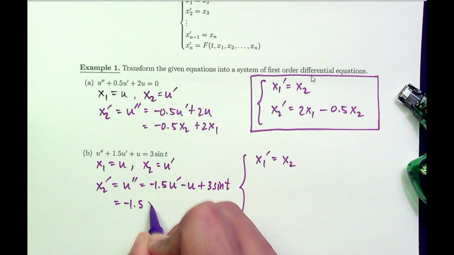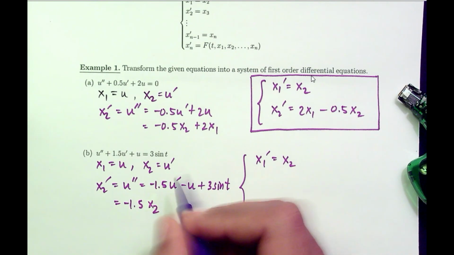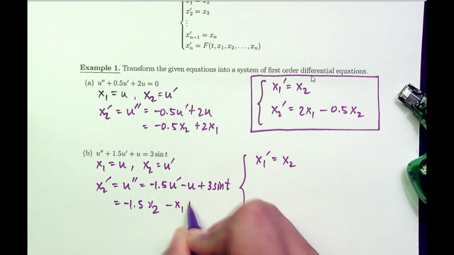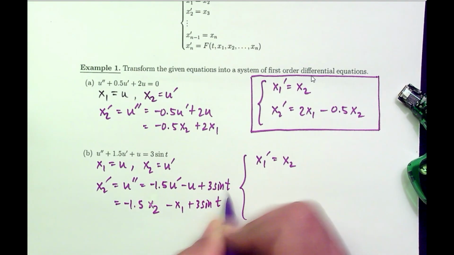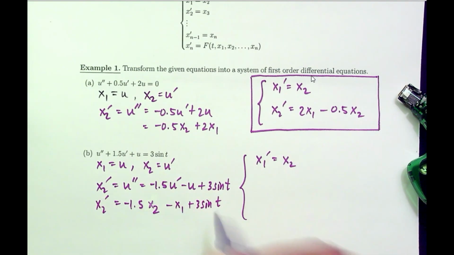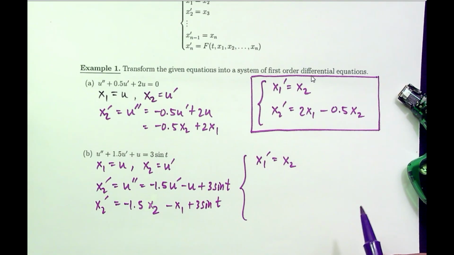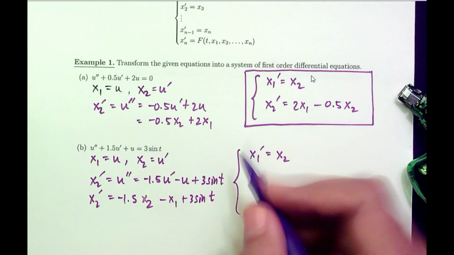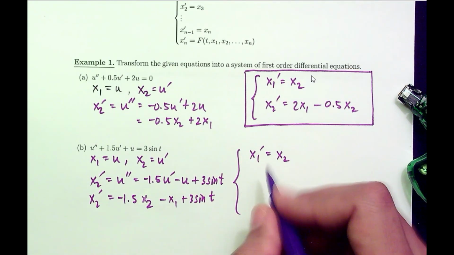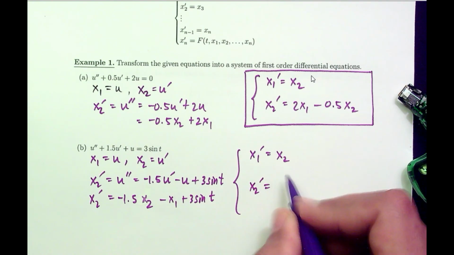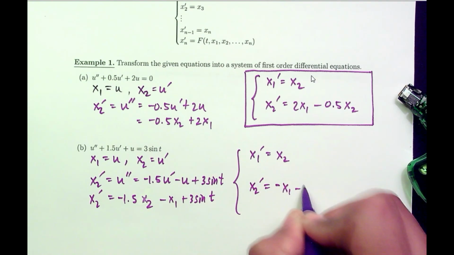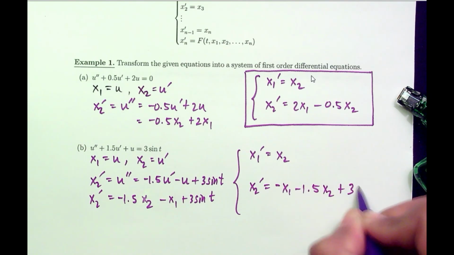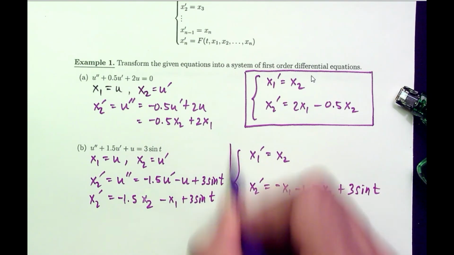So this is going to be x2, and then minus u. U is x1 plus 3 sin of t. That means this is our last equation in the system. And I'm going to write it here. And again, I like writing in order. So I'm going to write x2 prime equals negative x1 minus negative 1.5 x2 plus 3 sin of t. And that's our system.